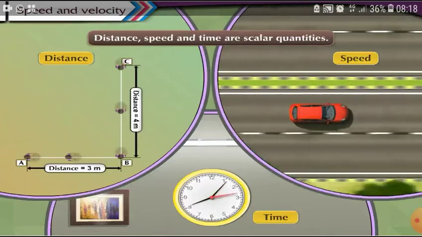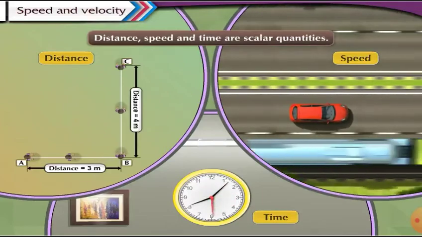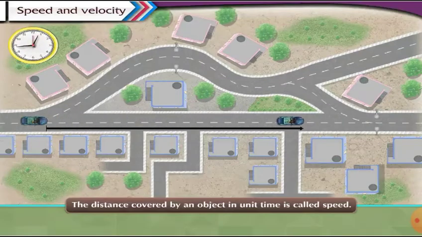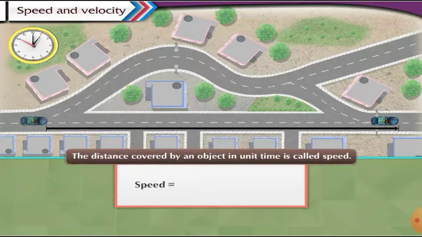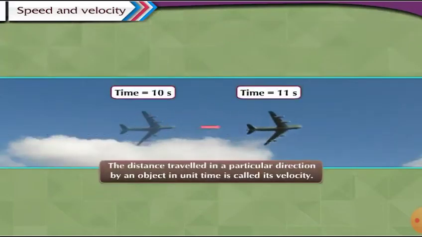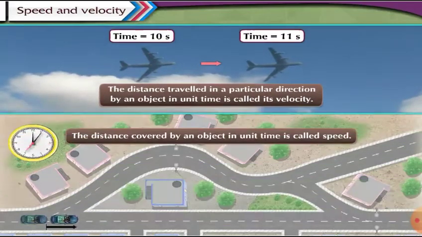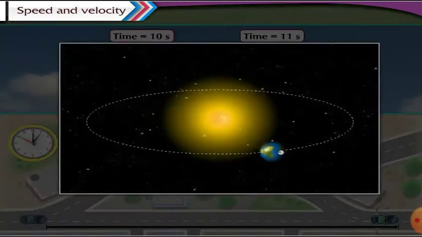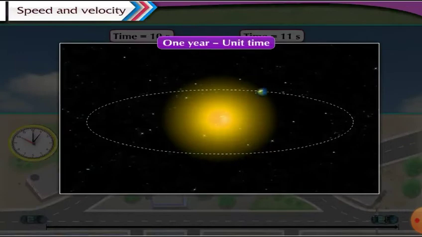Let us now study about speed and velocity. The distance covered by an object in unit time is called speed. Speed is equal to total distance traveled upon total time taken. The distance traveled in a particular direction by an object in unit time is called its velocity. The unit time could be 1 second, 1 minute, 1 hour, etc. If large units are used to measure time, 1 year can also be used as a unit of time.